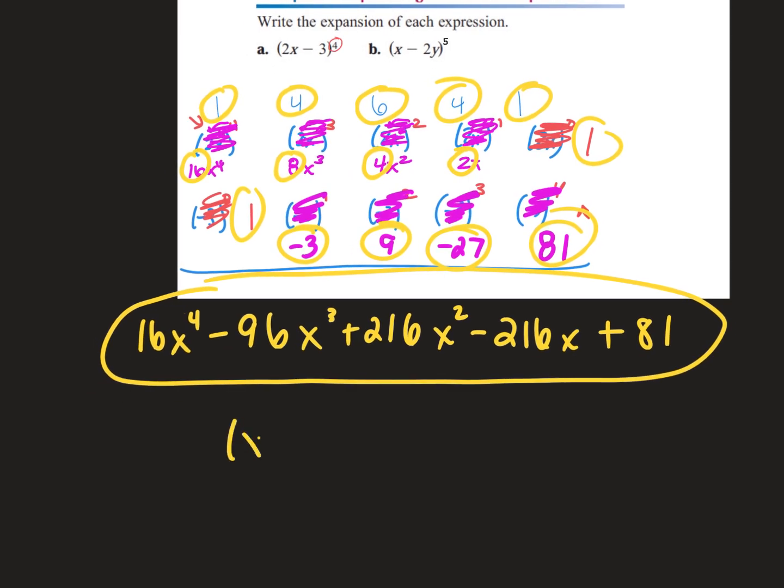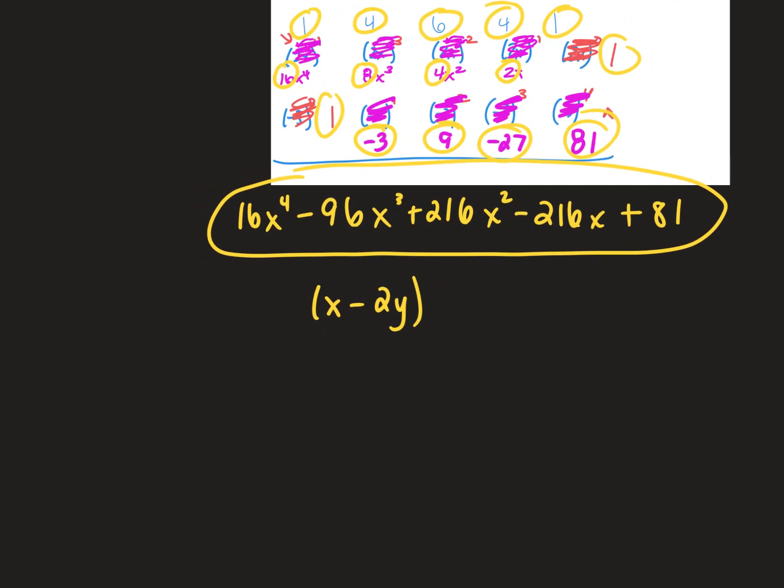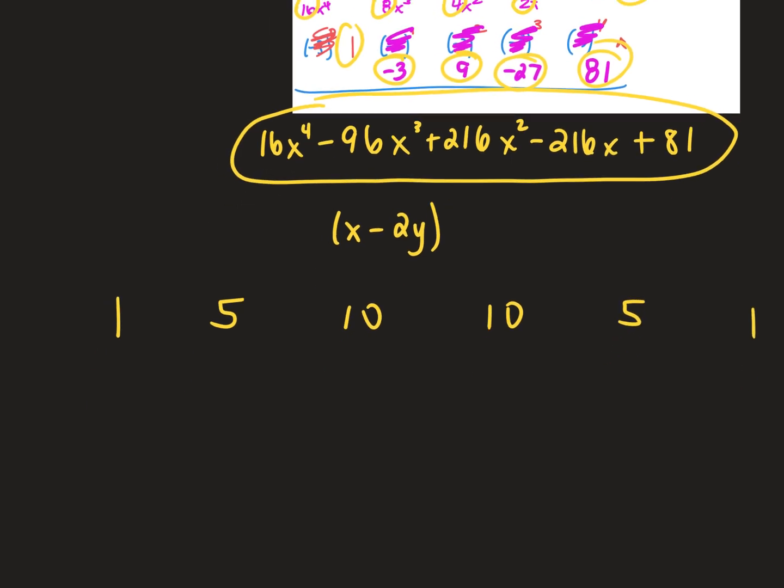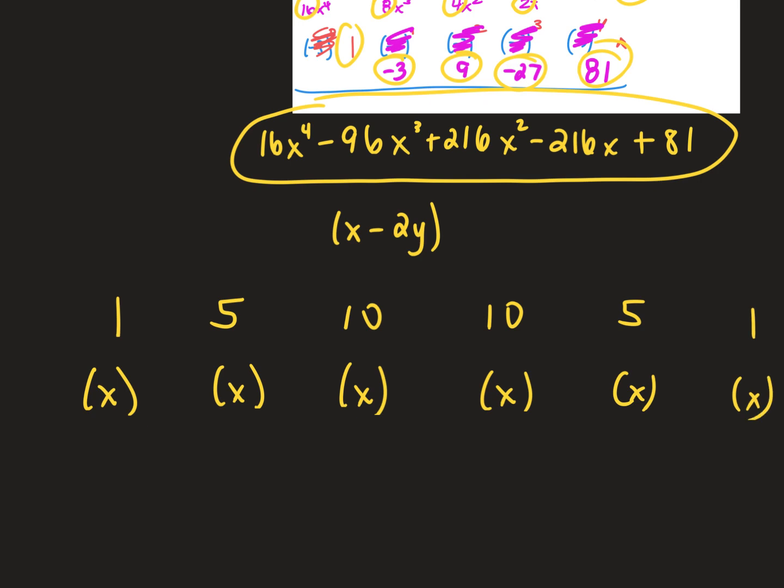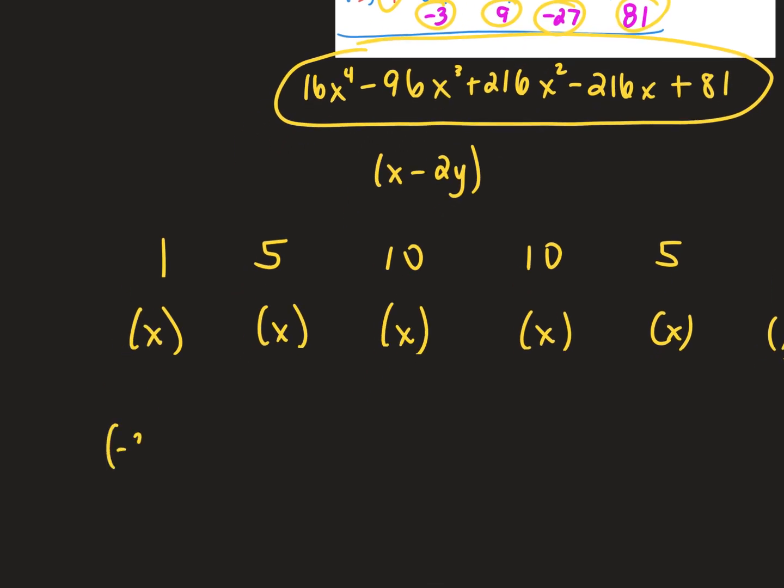B is x minus 2y. Well, what is the row that we identify for B? You should have your triangle built. You should be able to say it's 1, 5, 10, 10, 5, 1. So there are my numbers at the top. So then I'm going to write my x. How many x's do I have? Well, every single number in the row should have a first and second term. And then I have my negative 2y.